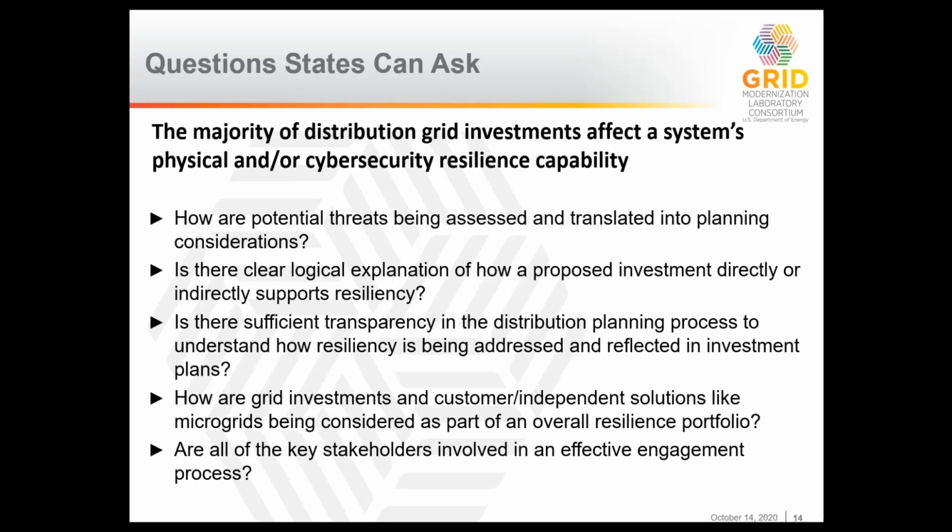And then, as we talked about, how do we think about what's happening on the customer side or independent microgrid type solutions? How does that fit within achieving the overall resilience objective of that community, of that state? And do we have all the key stakeholders involved in an effective engagement process, including the local communities? So with that, I think I'm done, and I don't know if there's a little time for Q&A.